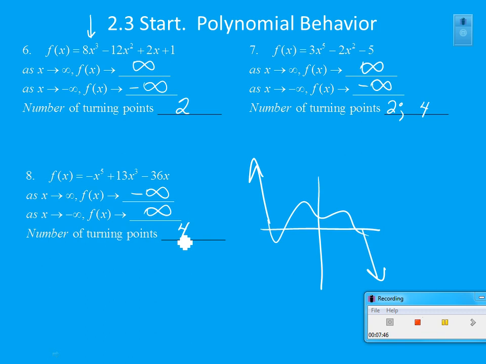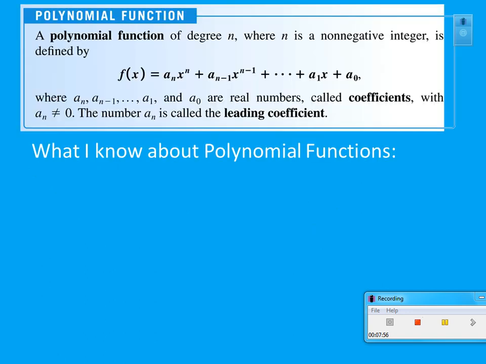So there's what I got so far. So I left you just a little space to put some notes. I know you have a note card from Miss Colwell. I'm just going to shorten the notation up a little bit. What I know about polynomial functions, the only thing that matters is this lead coefficient. So here's what I got.